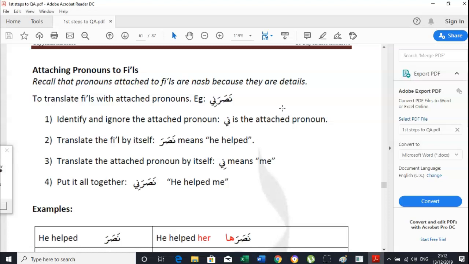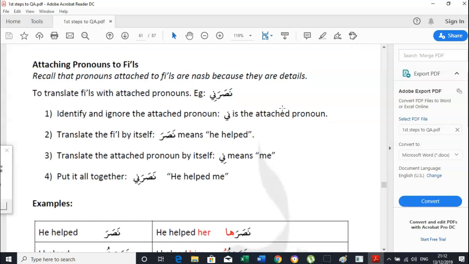Attached to a harf of jar. An attached pronoun attached to a harf nasb obviously is going to be nasb. When it's attached to a fi'al, it's going to be nasb. Why? It's always going to be a detail of the fi'al. So if I say I helped you, okay, who helped? I. Okay. Who did I help? You. Page 18, or whichever page. You guys found it? Okay, so we made a note on that.